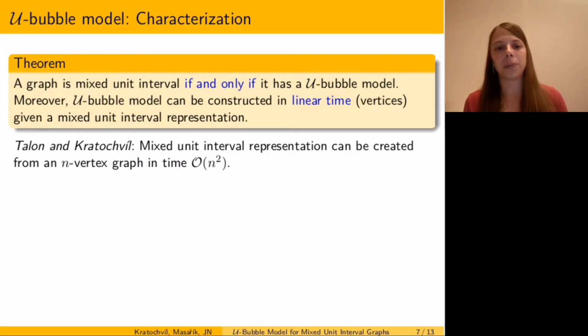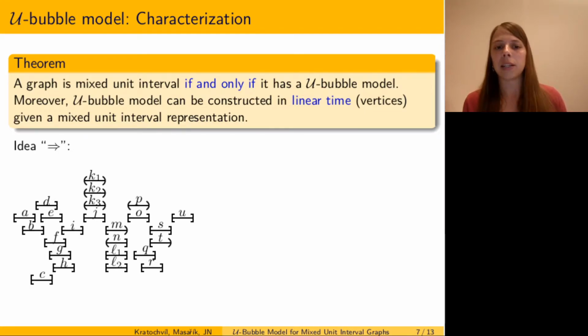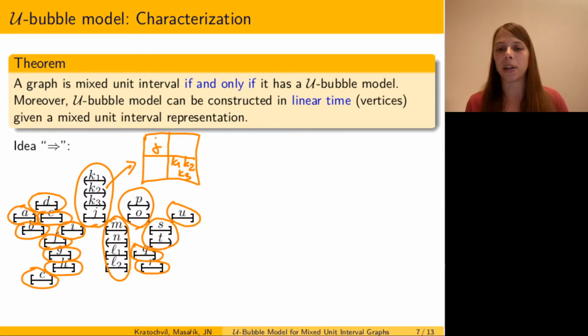So I will show you now the basic idea of the U-bubble model construction. As I said, the algorithm uses a mixed unit interval representation. Once we have it, we can work with the intervals. At first we put all the vertices which are represented by intervals in the same position into the same bubble. And we put them into a particular bubble quadrant according to the type of their interval in the representation. So if the vertex is represented by an open interval, for example, K in the picture, we put it into the bubble quadrant which corresponds to open intervals, and so on.